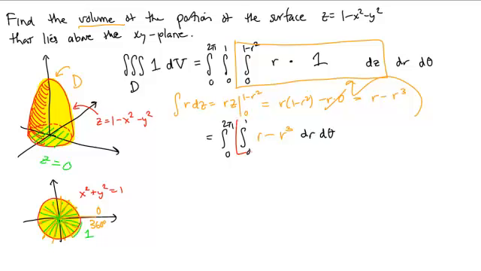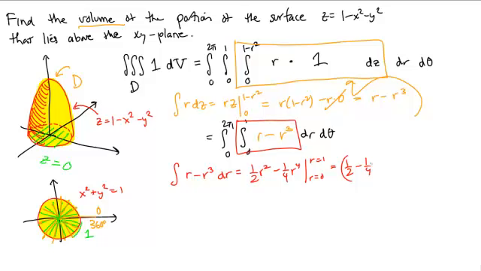So if we focus on this inside expression, let's integrate r minus r cubed with respect to r. That'll get us 1/2 r squared minus 1/4 r to the 4th power, evaluated from r equals 0 to r equals 1. So we plug in 1, we're going to get 1/2 minus 1/4. If we plug in 0, we're just going to get 0. And 1/2 minus 1/4 is 1/4. And so that becomes the expression we need to plug in to here.